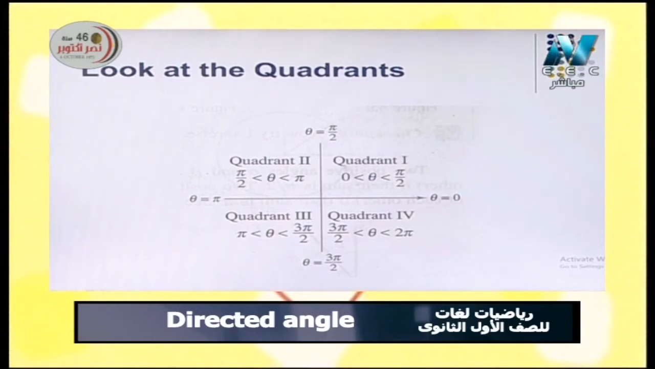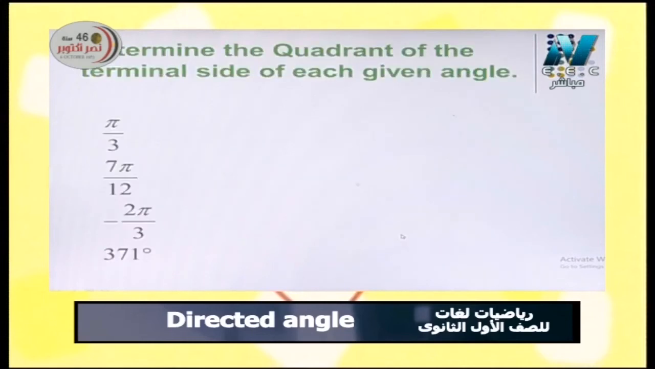The first quadrant includes angles between 0 and pi over 2, which is 0 and 90. The second quadrant includes angles between 90 and 180, which is pi over 2 and pi. The third quadrant includes angles between 180 and 270, which is pi and 3 pi over 2. And the fourth quadrant includes angles between 270 and 360, or 3 pi over 2 and 2 pi.